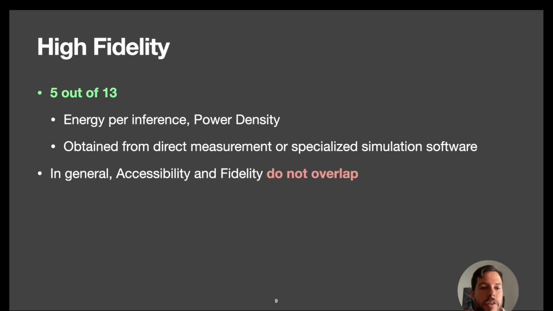So in general, what we find is that these 5 metrics that are high fidelity are not accessible, and the same for the 8 accessible metrics before: they don't have high fidelity. Basically, they don't overlap, because there is a gap between the software design of the SNN, the abstract architecture of neurons and data, and the neuromorphic hardware that we don't have access to.